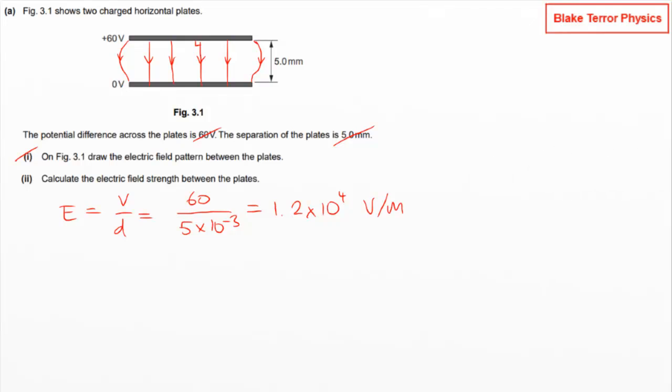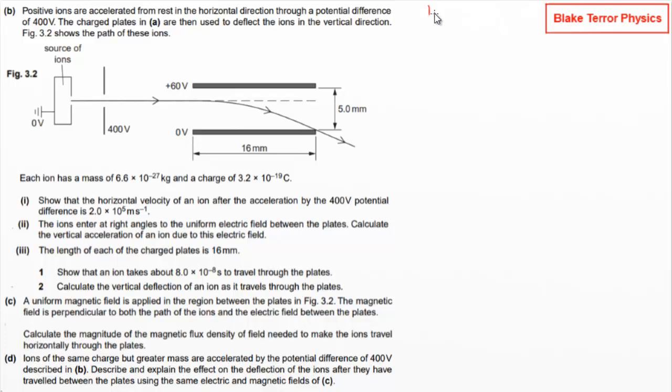So that is good. I've got a feeling we're going to need to use that 1.2 times 10 to the 4 on the next bit. So I'm going to make a note of that. 1.2 times 10 to the 4. That's our electric field strength. Volts per meter, newtons per coulomb, whatever we want. Right, let's push on with a lot of stuff here.